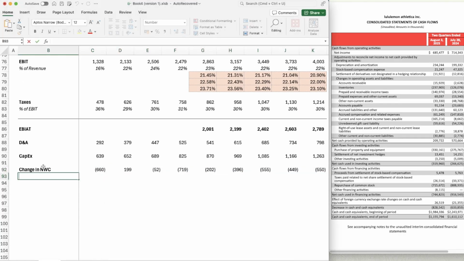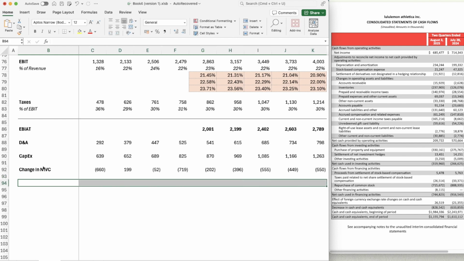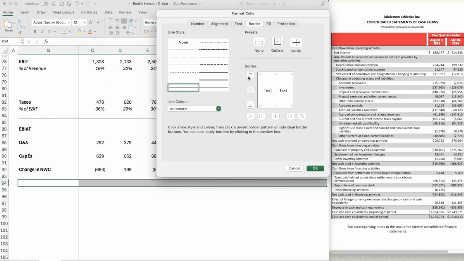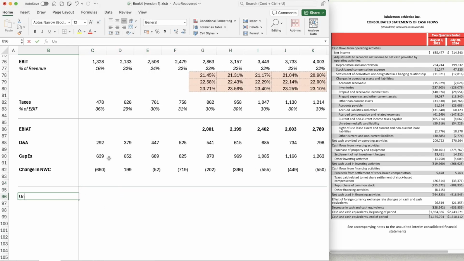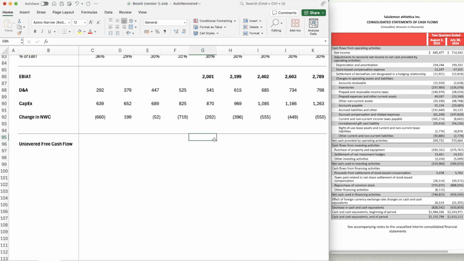Okay, now it's easy from here. We're going to calculate the unlevered free cash flow. And to do that, we take the EBIT, we add back in depreciation and amortization because it's a non-cash expense. We take away the CapEx and we subtract the change in net working capital. And that gives us our unlevered free cash flow.